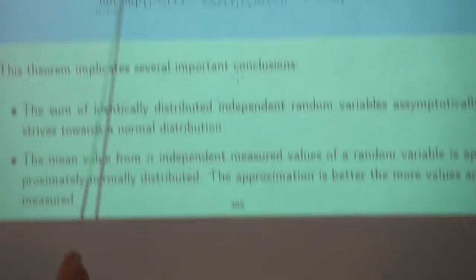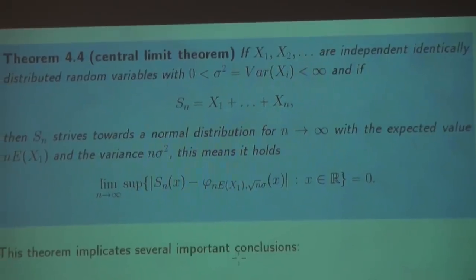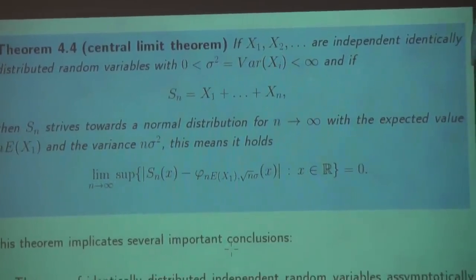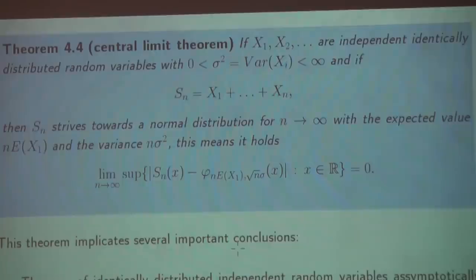Then Sn strives towards a normal distribution for n towards infinity with the expected value n times E of x1. Now, can you understand this? Can you transfer this to our traffic light example? Expected value is 60 seconds. And now I did this whole thing 200 times last year. And now this says the expected value is 200 times 60 seconds, which is 200 minutes.